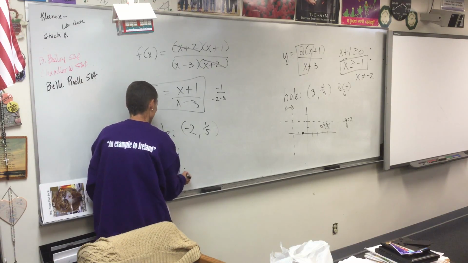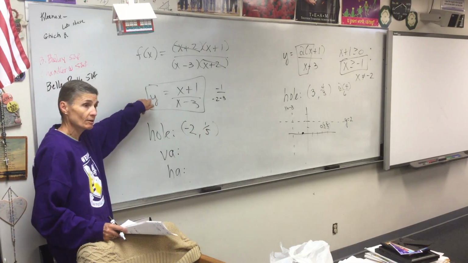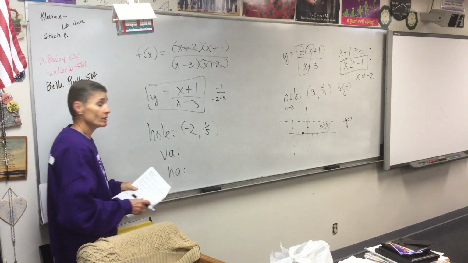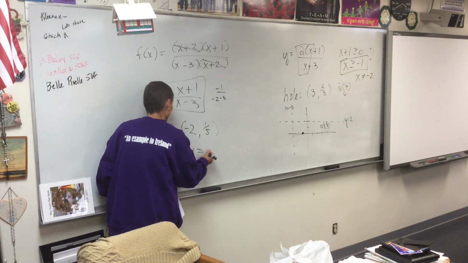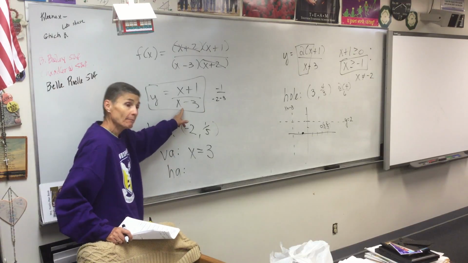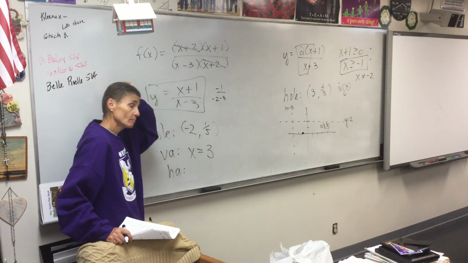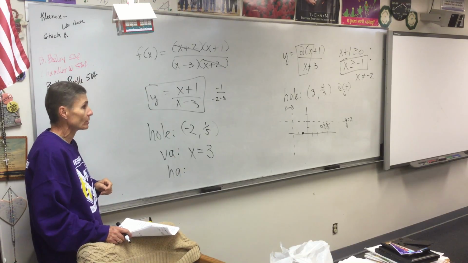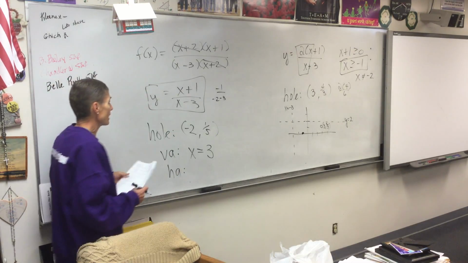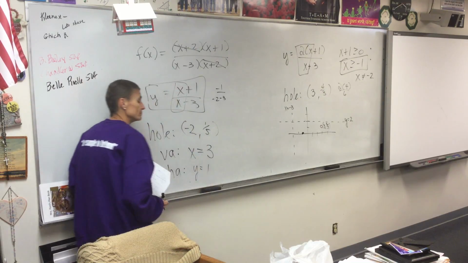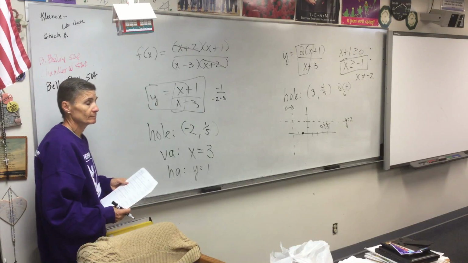Vertical and horizontal asymptotes. Look right here. Vertical is x equals 3, because what happens if you put 3 in? 0. Not allowed to do that. X cannot be 3. These are vertical asymptotes. What's my horizontal asymptote? Y equals 1. Y equals 1. X over x.